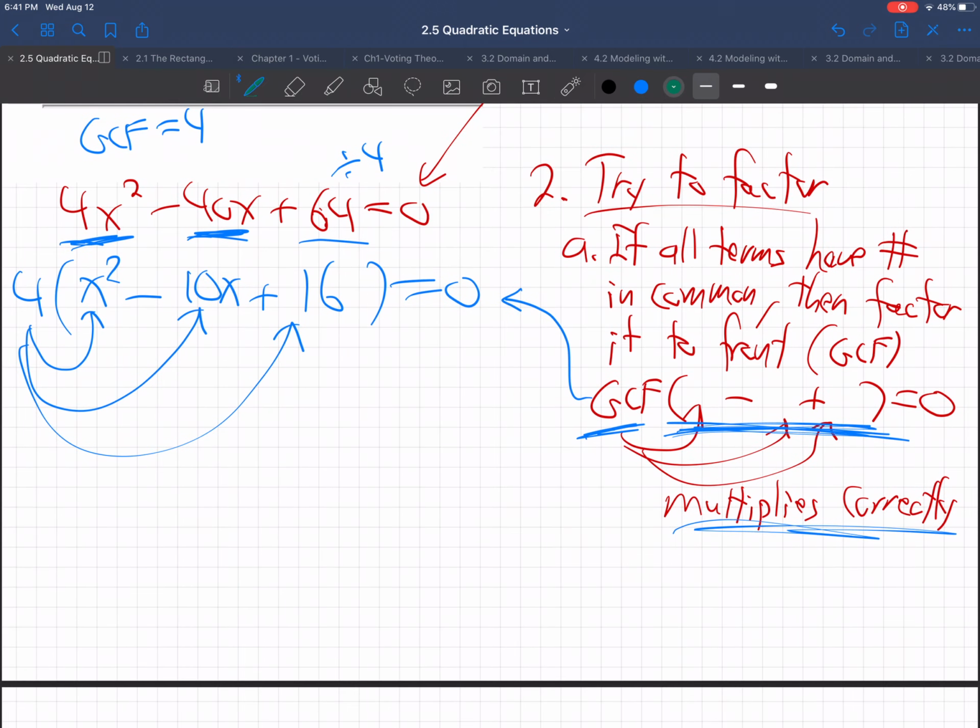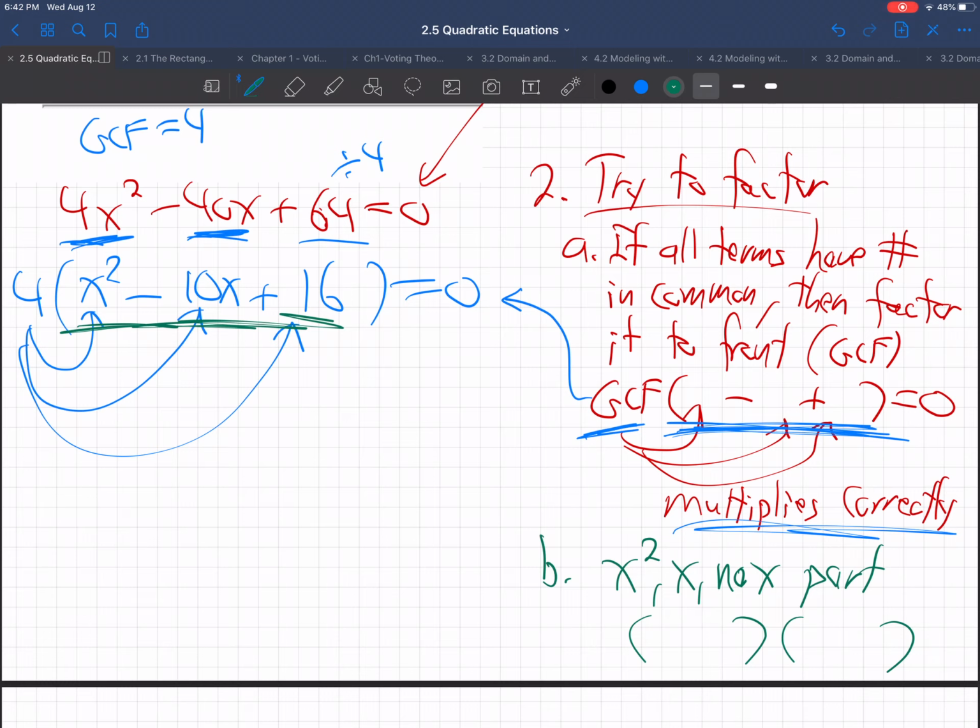All right, let's go to part B. Next, for the x squared, x, no x part, meaning this part, we do the 2 parenthesis factoring. So the 4 just stays in the front. We're not changing him at all. And then we do the 2 parenthesis thing. X's go here. Remember how this works? You might be a little rusty on this. Let me help. You're looking for a number back here and a number back here that multiply to be this number at the back and add to be the number in the middle.